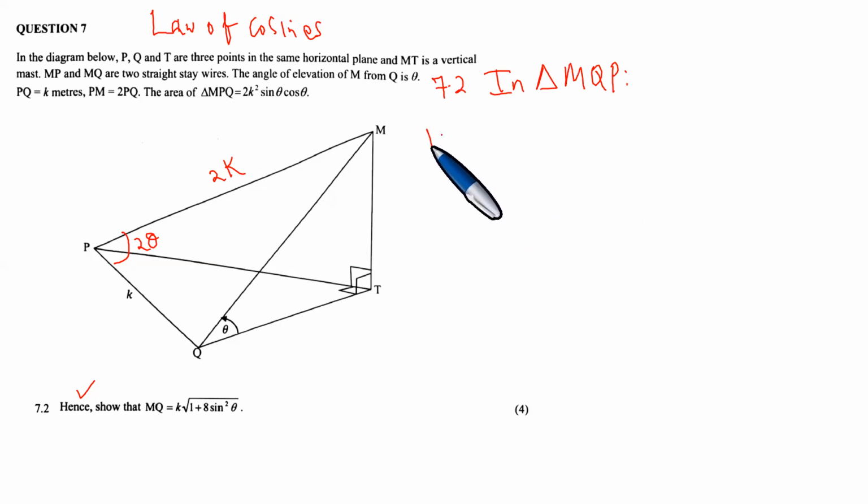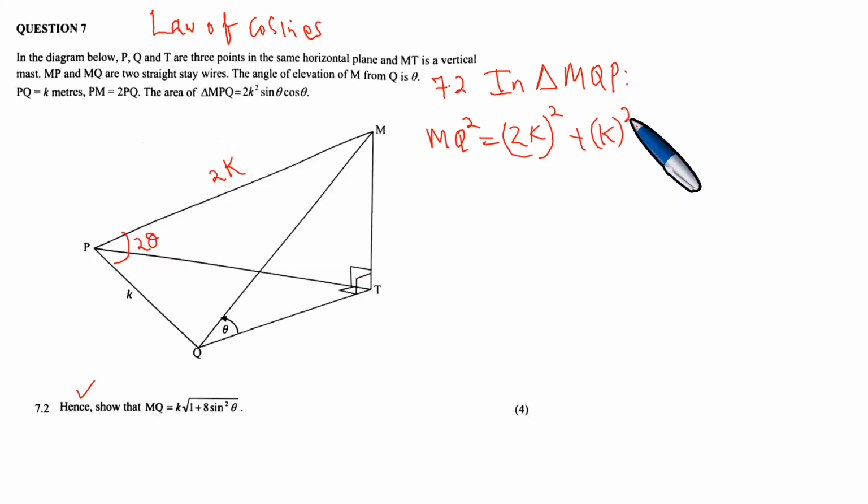MQ squared is the same as, you can take this side here, twice k squared, and then we have this one, which is the k squared over here. And now we subtract 2 times 2k times k, times the cosine of the included angle, which is 2 theta. So we have that first step there. We're not going to cover a lot of steps here; we're going to do it in the least number of steps.